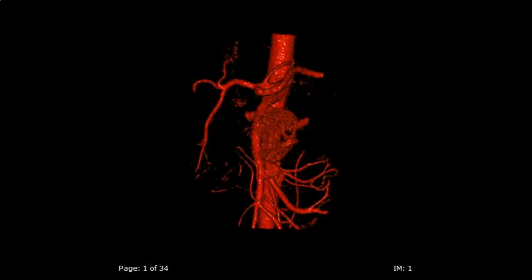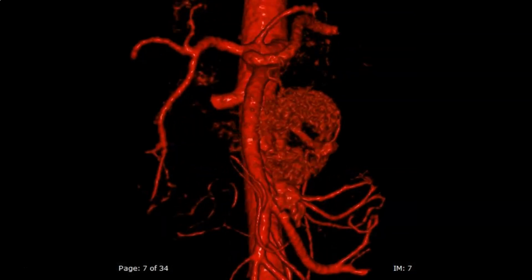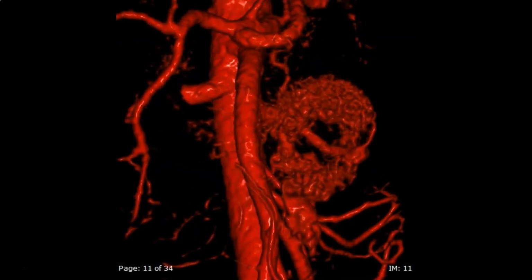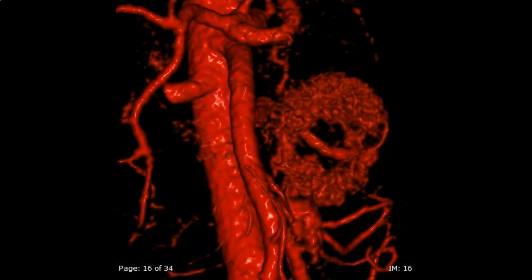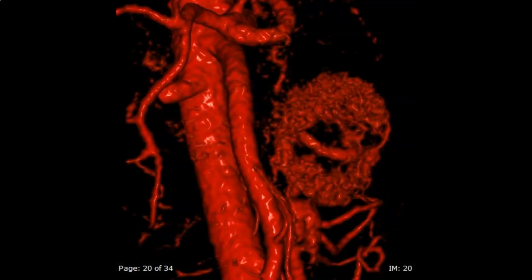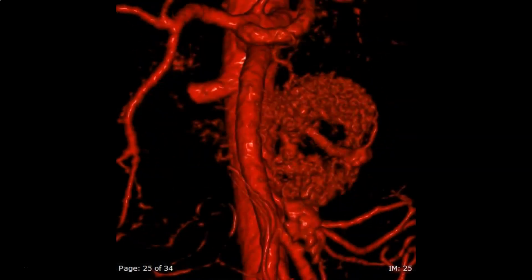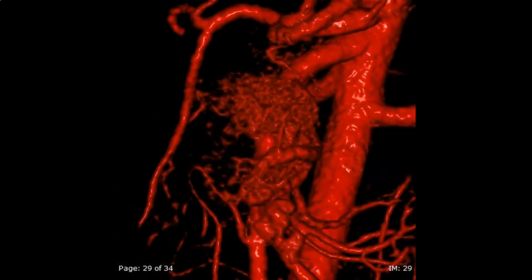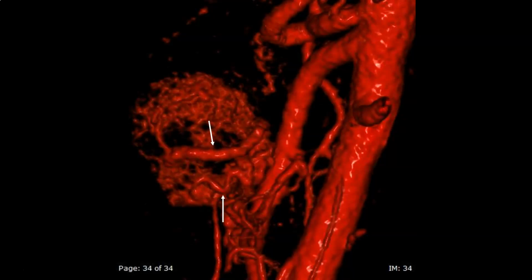And here is the 3D reconstruction of the CT angiography. Showing a large volume of intravascular space, making the largest part of the lesion. And fast draining into large tortuous veins at the periphery of the lesion.